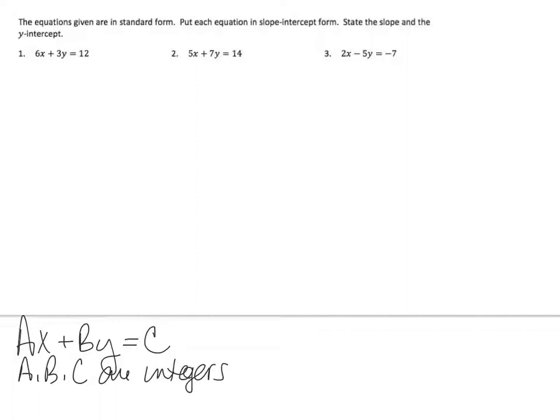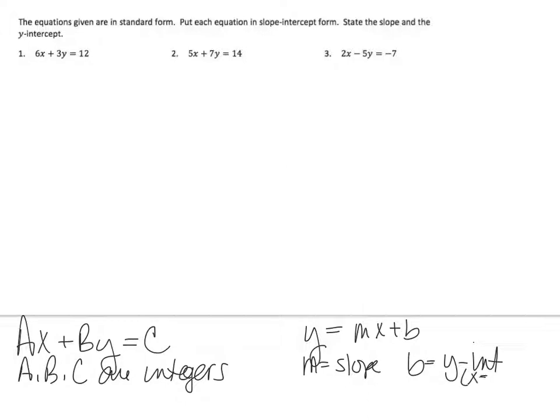Standard form to me is not very useful. Slope-intercept form is where we need to go with each of these. So slope-intercept form is y equals mx plus b, where m is your slope and b is your y-intercept, where x equals 0.